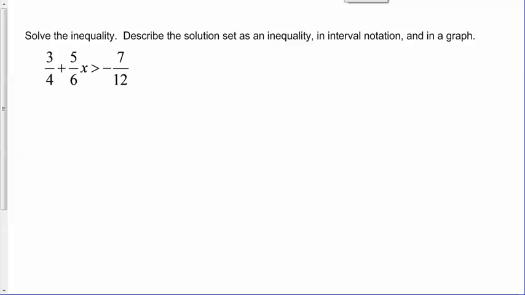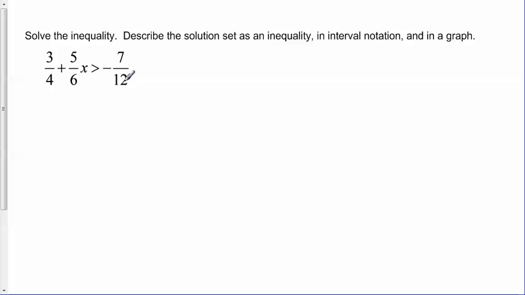Solve the inequality. Describe the solution set as an inequality in interval notation and in a graph. With the inequality that we have here, we can see that we have some fractions, and those tend to make us a little bit nervous usually at the beginning, but we've learned some strategies for dealing with equations that have fractions in them, so we're going to use those same strategies for working with an inequality that has fractions.